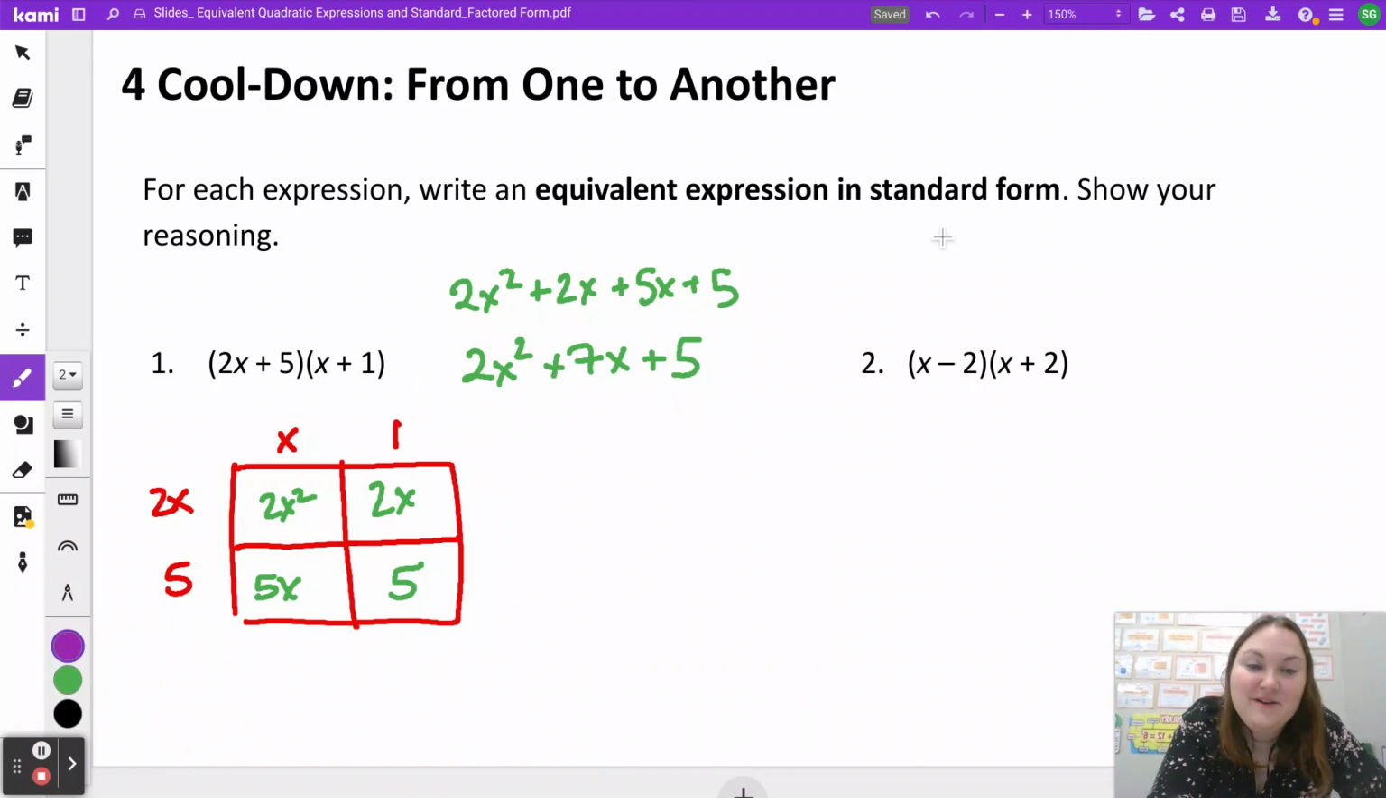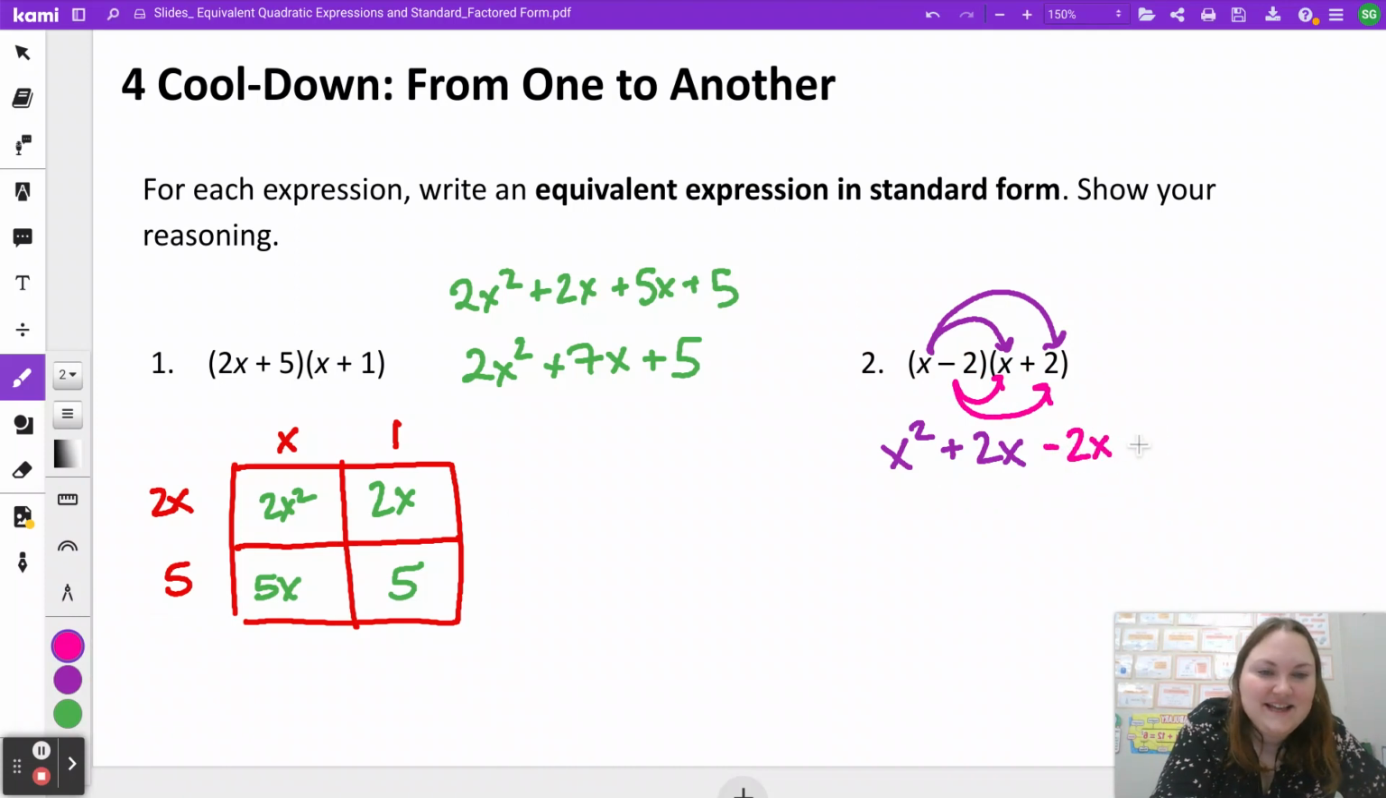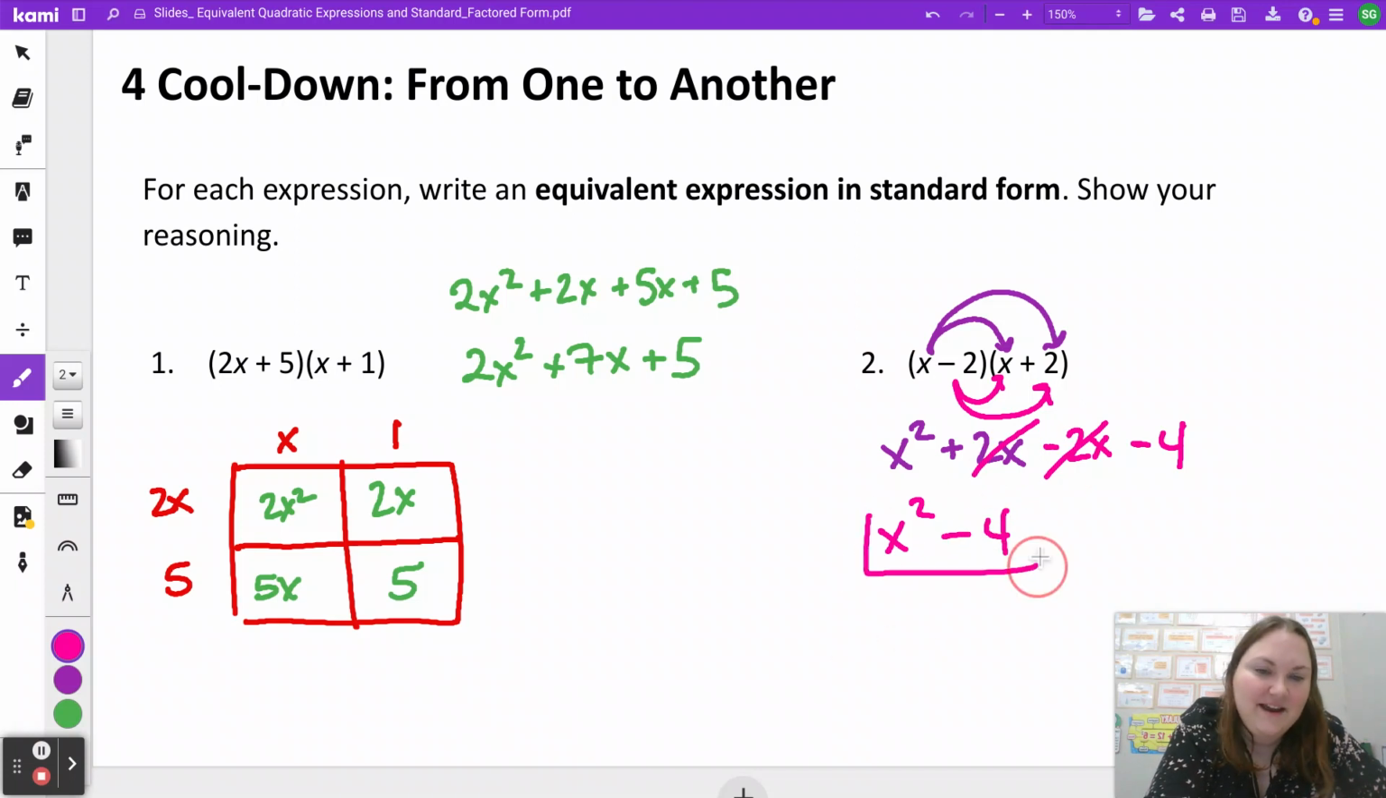For the second one, if you wanted to use distributive property, we would need to do x times x and x times 2. X times x is x squared, and x times 2 is 2x. And then we get to distribute again. Make sure you're distributing -2, -2 times x, -2 times 2. That gives me -2x and -4. And when I simplify that, I've got my x squared. 2x minus 2x, that's 0. 0x, that's nothing. So those do cancel out, and I just get x squared minus 4 for our final answer there.